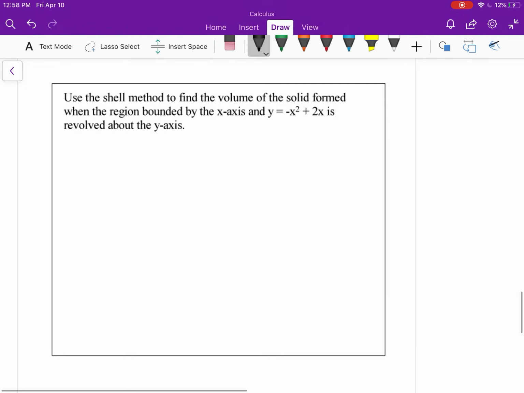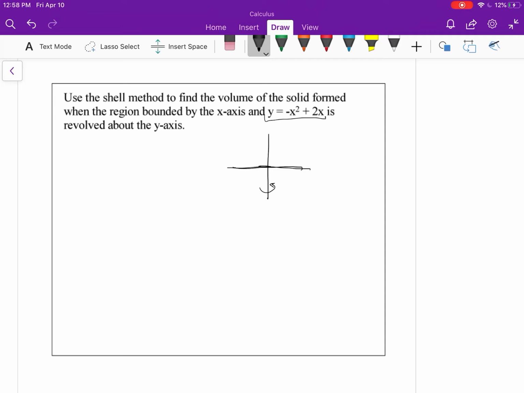Use the shell method to find the volume of the solid formed when the region bounded by the x-axis and y equals negative x squared plus 2x is revolved about the y-axis. All right, so we want the volume bounded by the x-axis and this parabola here, revolved around the y-axis. So this parabola is facing downward. We could put it on a graphing calculator if we want to find some things that we need.